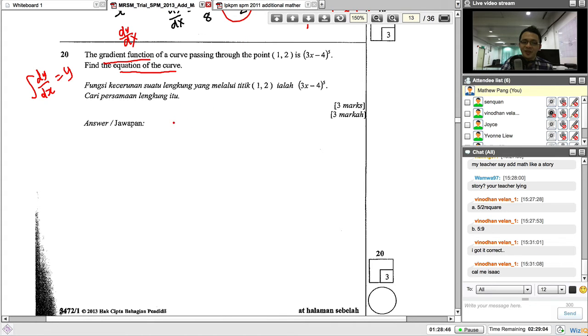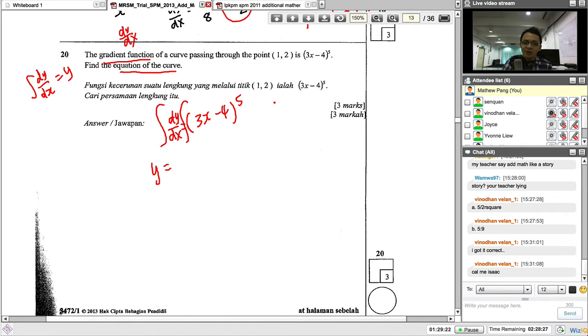Alright, so over here, let me write down. My gradient function is (3x - 4)^5. I'm going to integrate this in order to get y. So I integrate this, and you find that my integration symbol does not have the limit, right? It's not definite. So when I integrate here, remember you have to plus c. If not, you got it wrong.